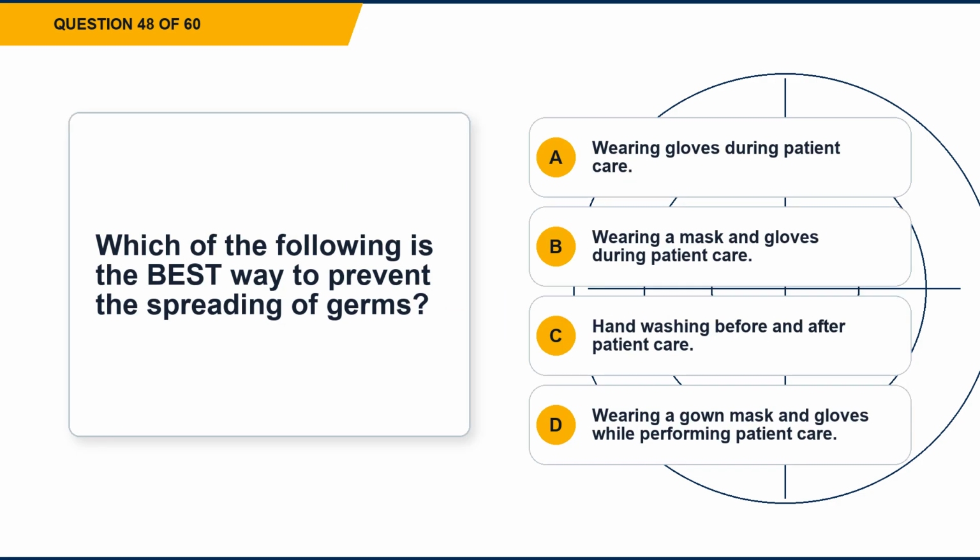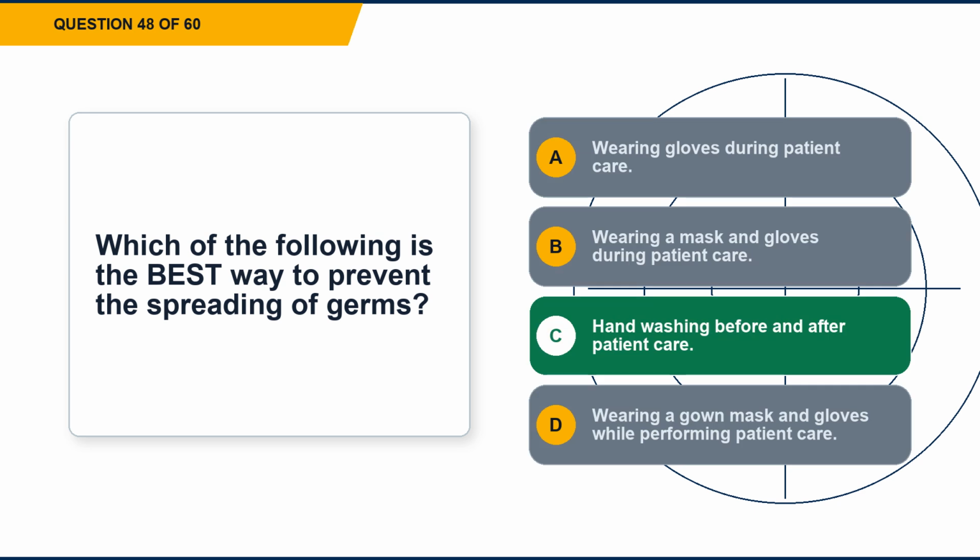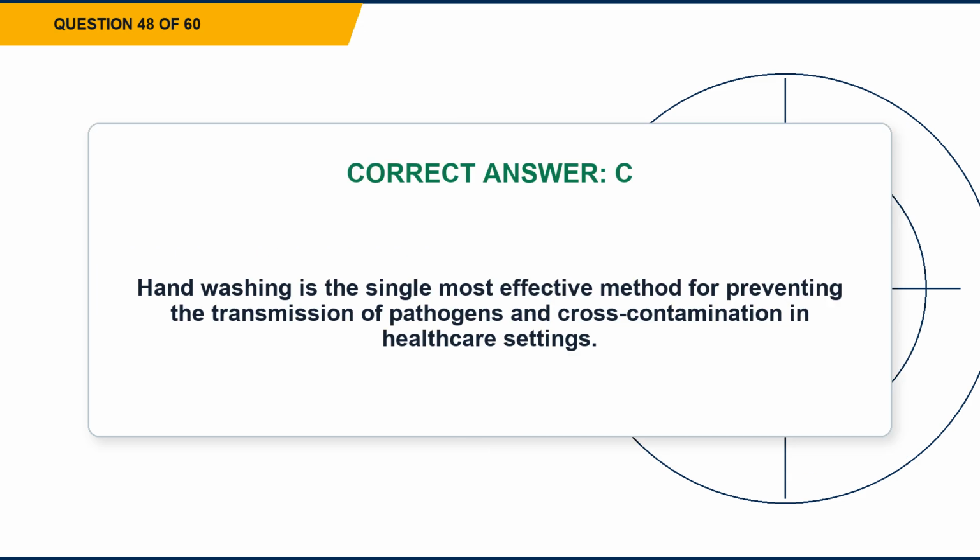Question 48. Which of the following is the best way to prevent the spreading of germs? Option A, wearing gloves during patient care. Option B, wearing a mask and gloves during patient care. Option C, hand washing before and after patient care. Option D, wearing a gown, mask and gloves while performing patient care. The correct answer is option C, hand washing before and after patient care. Explanation: hand washing is the single most effective method for preventing the transmission of pathogens and cross-contamination in healthcare settings.